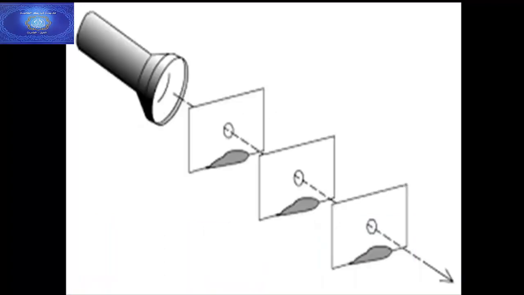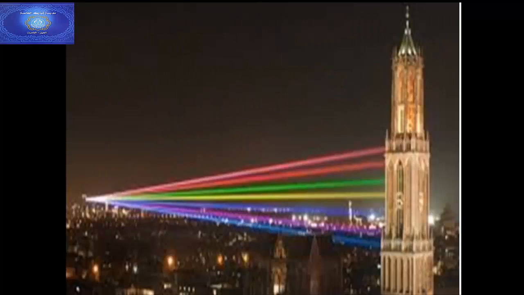Here we have a source of light that produces light rays. They travel in a straight line through these holes, which shows us the straight line. The light cannot bend. If we see this picture, here there is a light source that produces many colors of light. It travels in a straight line.